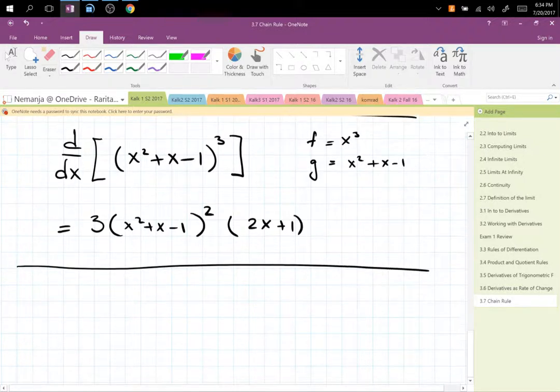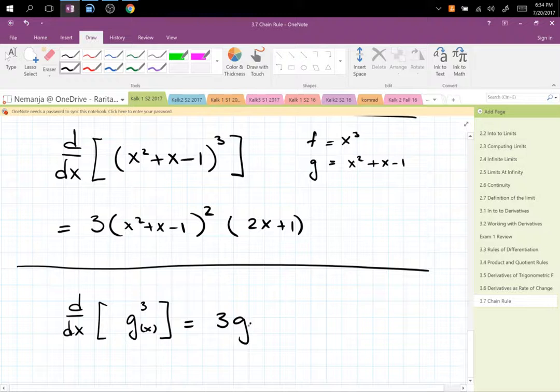Now, if you are still struggling, you can go and say, all right, if I just briefly, in the margin of the exam or the homework paper, replace this with g cubed, g of x cubed, then we know it's 3g of x squared times g prime.